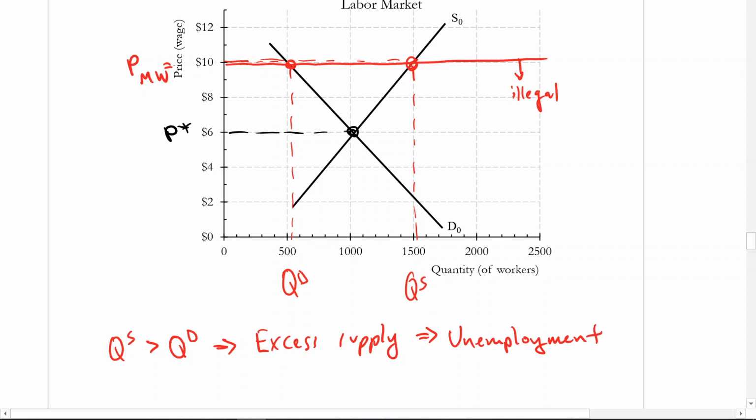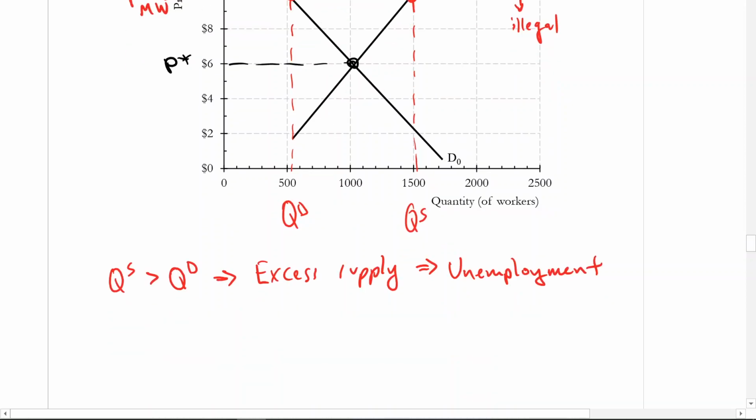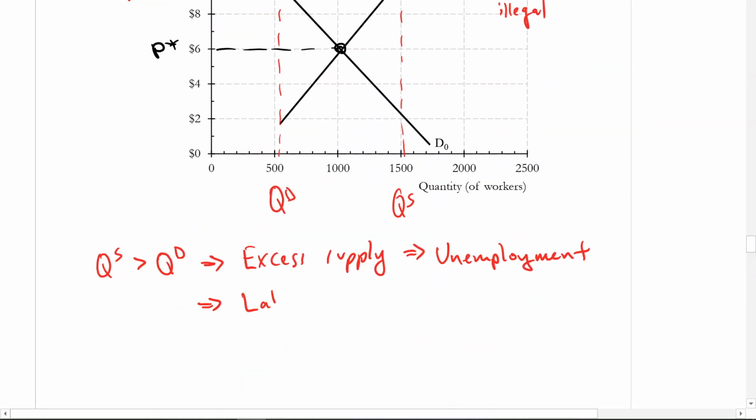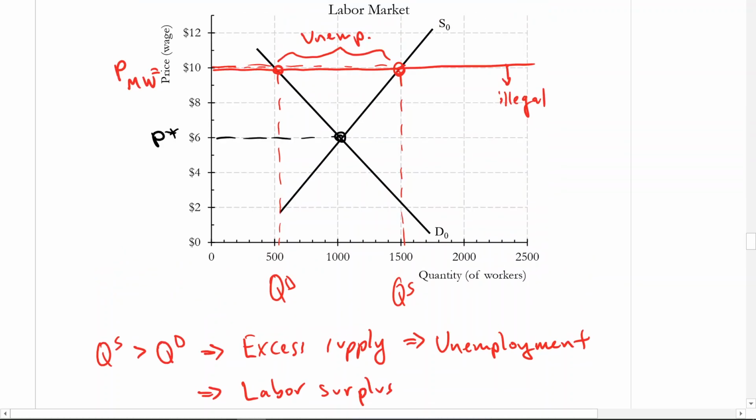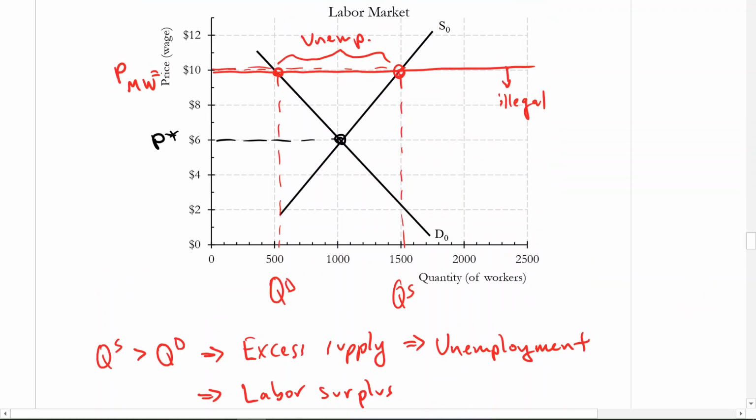So the idea here is that you increase the minimum wage, and that could result in higher unemployment. And that's this difference right here. Unemployment, or labor excess supply, means we also have what would be called the labor surplus. Okay, so we're going to take this and now start to do some more market dynamics with it.